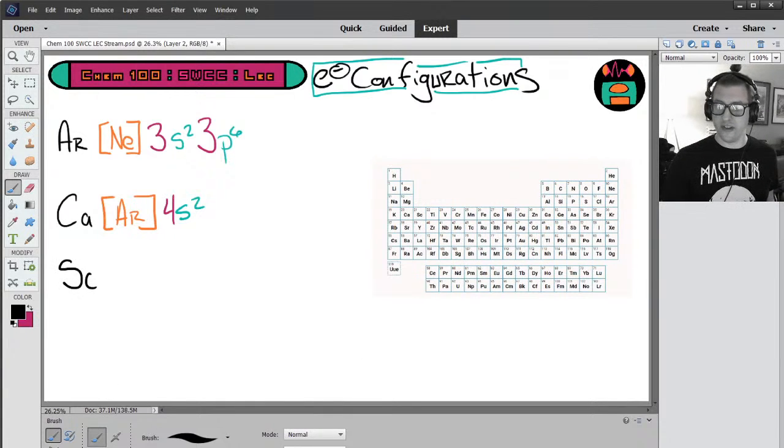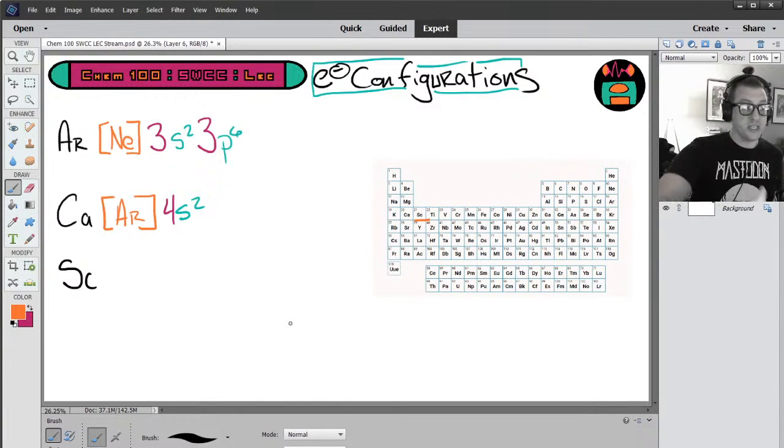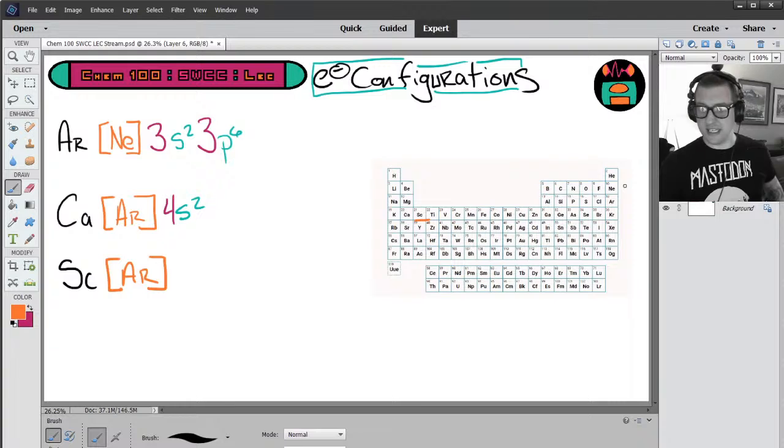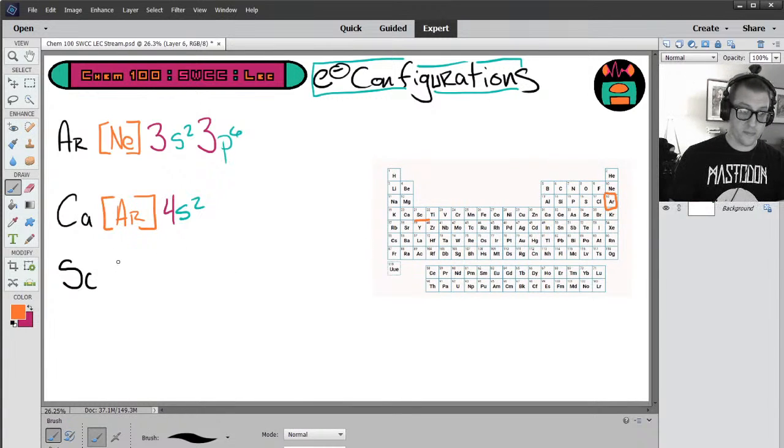Let's write the electron configuration for scandium, which is right here. You'll notice it's one space past calcium on the periodic table. All right. So when you look at scandium, its nearest noble gas with fewer electrons is argon. So we throw argon in a bracket.